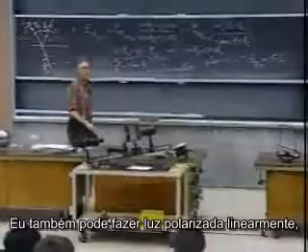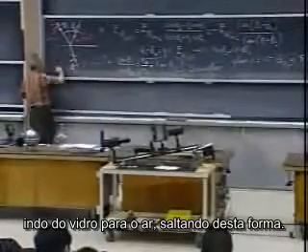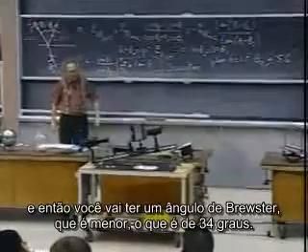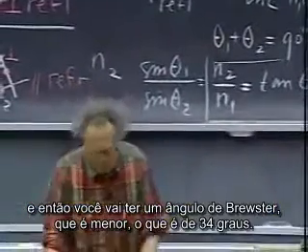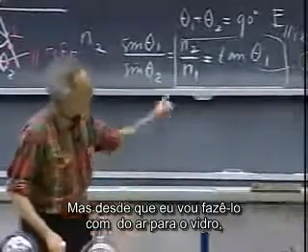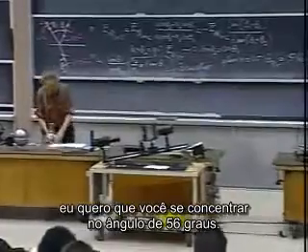I can also make linearly polarized light by going from glass to air, by bouncing it off this way. Then, of course, I have to invert this, and then you'll get a Brewster angle which is smaller, which is 34 degrees. But since I will do it from air to glass, I want you to concentrate on the 56-degree angle.